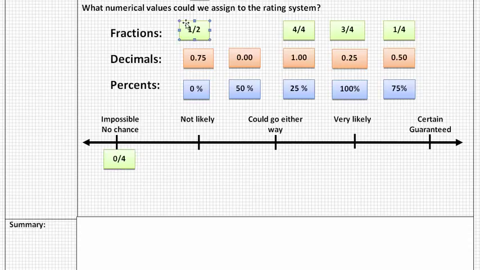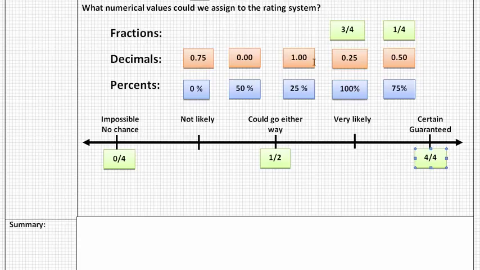The 1/2, where would that go? Let's see, what do you think? If you said could go either way, 1 out of 2, or half, which as we notice is halfway on our scale, it's right in the middle, I would agree. 4 out of 4. Well, 4 out of 4 is 100, or 1 out of 1, or certain, or guaranteed, so I'm going to put it here, and it is the 4th out of 4 sections.